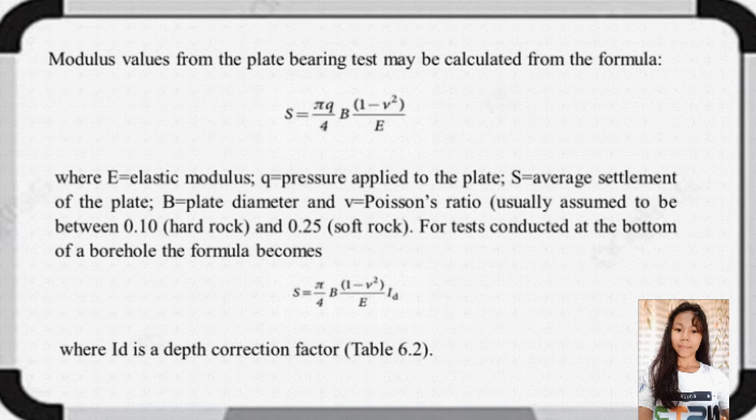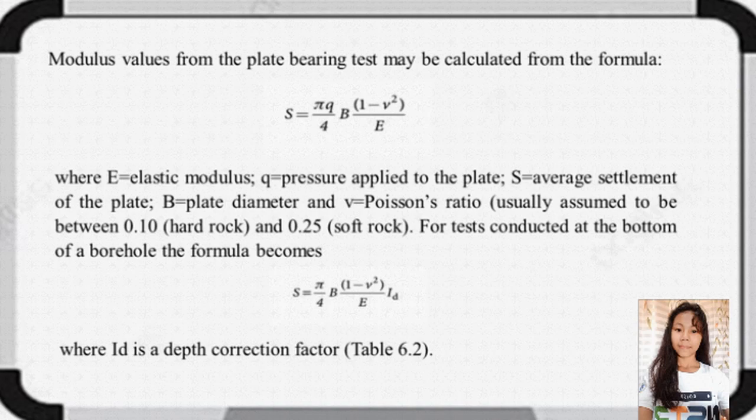Modulus values from the plate-bearing test may be calculated from the formula S = πQ/4 × B × (1 − V²)/E, where E is the elastic modulus, Q is the pressure applied to the plate, S is the average settlement of the plate, B is the plate diameter, and V is the Poisson's ratio, usually assumed to be between 0.10 for hard rock and 0.25 for soft rock.